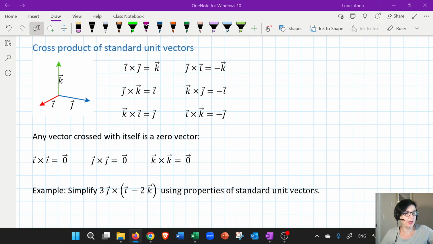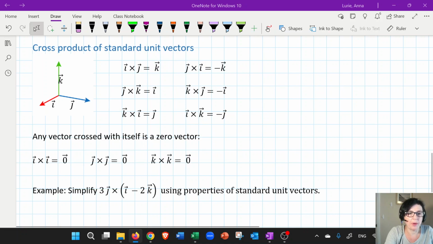In this video, I'm going to show you how to compute cross product by using properties of standard unit vectors. So here is something that is actually very easy to remember. If you look at a little diagram I have here, where vectors i, j, and k are depicted, and remember these are unit vectors with a length of 1. And just remember that this would be like x-axis, y-axis, z-axis, right?